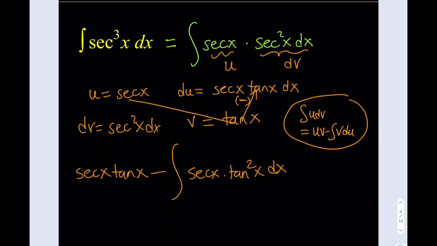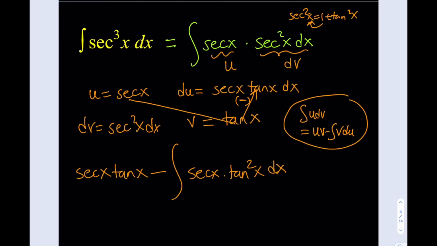You might be thinking, okay, now I get this, now what? Well, here's the thing. Since tangent is squared, we can actually turn it into something that has secant in it. Why? Because as you know, secant squared is equal to 1 plus tangent squared, right? So tangent squared can be written as secant squared minus 1. Awesome. Let's go ahead and do it.